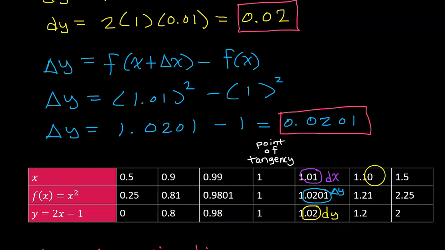Let's briefly look at one more column. This time, the change in x is 0.1. So that's your dx. The actual change in the y value is 0.21. So that's your delta y. And the change in the y value of the linear approximation is 0.2. That's your dy. Notice that for x values that are closer to the point of tangency, the actual value of the function and the linear approximation are closer together. But as you choose x values that are further away from the point of tangency, then the actual value of the function and the linear approximation get further apart.